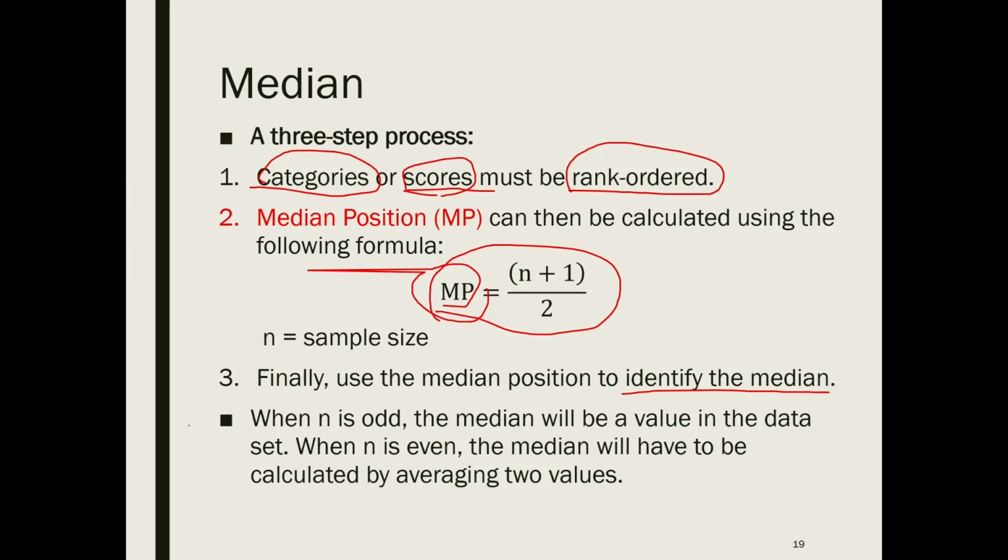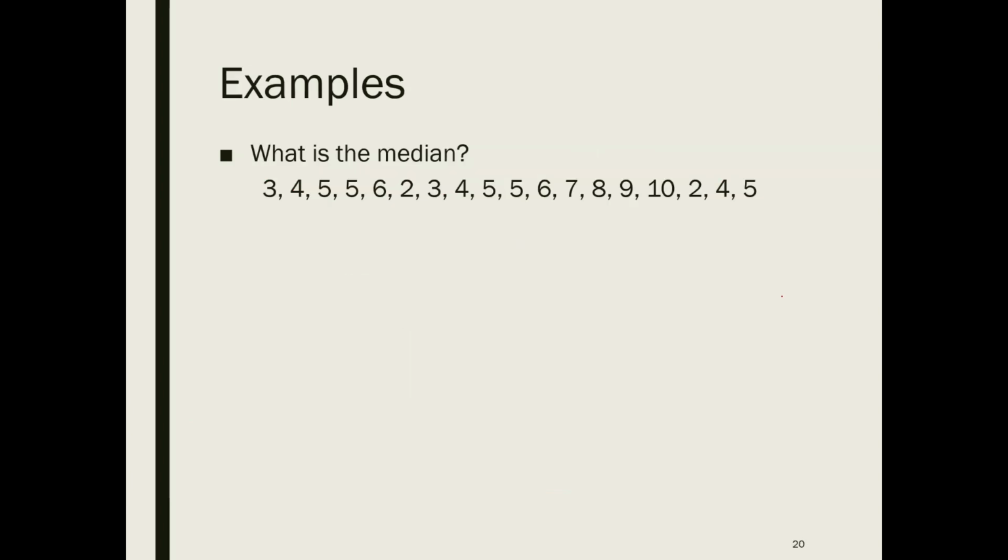So again, I put a sentence here: when the sample size is odd, then the median will be a value in the data set, right? If it's odd, it divided, then it will be some very certain number. However, when the sample size n is even, then you will see that you have some 0.5 something coming out. Then that will be calculated by the average of two values. Let's take a look at some examples.